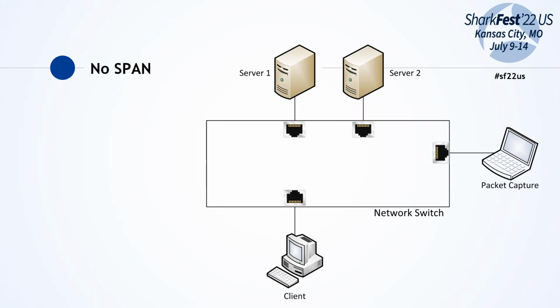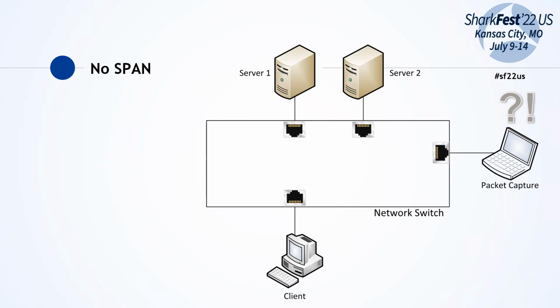All right, so if you don't have a span port, this is what happens. The client, for example, sends a packet, and the server sends a packet, and our packet capture device is like, what the hell is going on? Because it doesn't get anything, right?